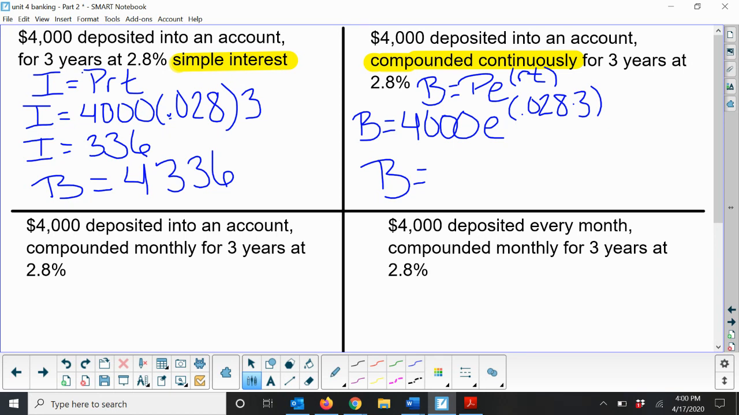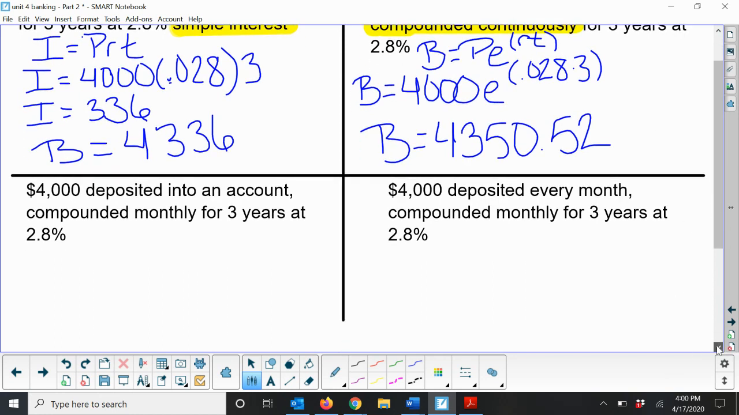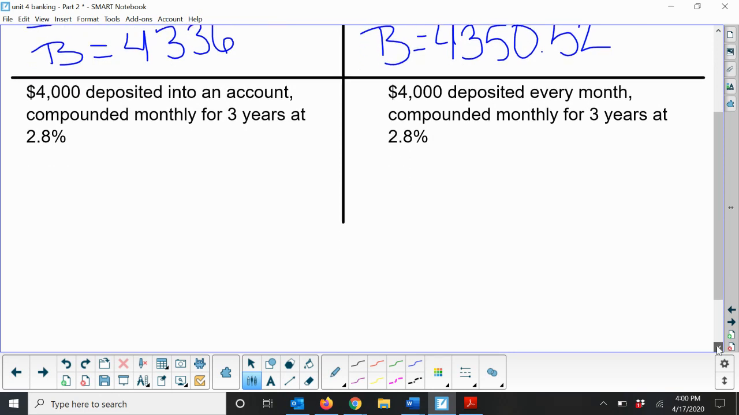Just be careful, make sure you are including your parentheses and it is in the exponent, especially if you're typing in with Desmos, and this would round up to 52 cents. So these are my 2 obvious ones. If you see those 2 phrases, you should automatically know those are the specific formulas that you use.